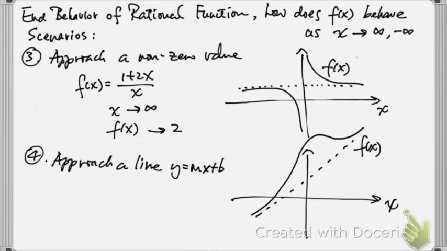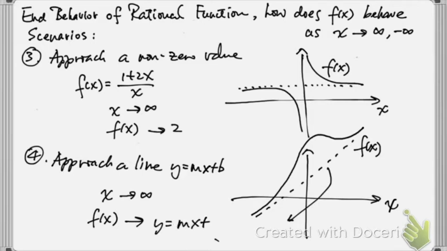And the last possibility is that it approaches a line, y equal to mx plus b. In this case, I'm not giving you the function, but let's say I have a function as described in this graph, and as you can see, as x approaches infinity, f of x approaches the equation of this line here. Let's just call this y equal to mx plus b for now, with slope m and y-intercept equal to b. And we'll examine this in detail. These are not the only scenarios for end behavior. There are other possibilities, but for the purpose of this class, these are the 4 scenarios that we're interested in.